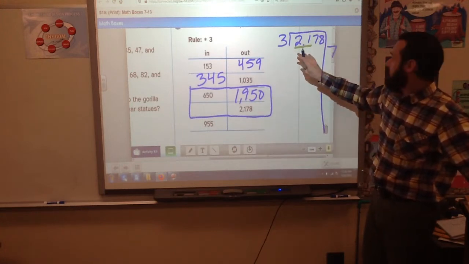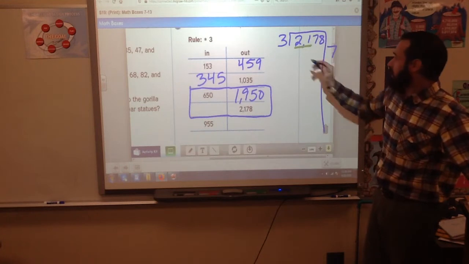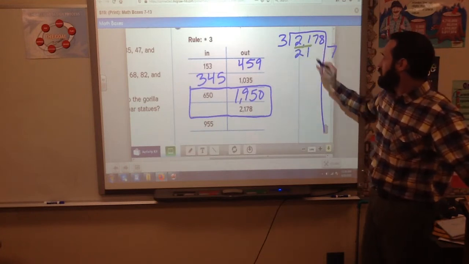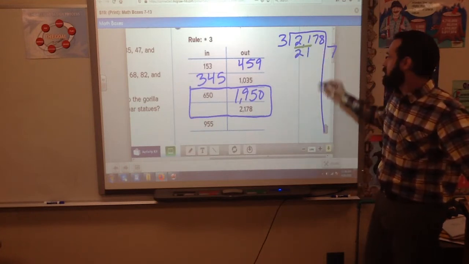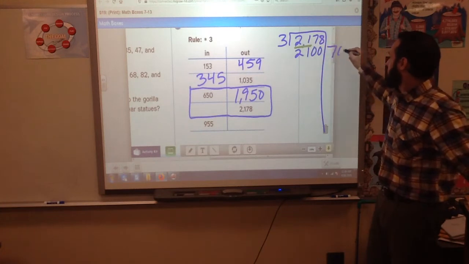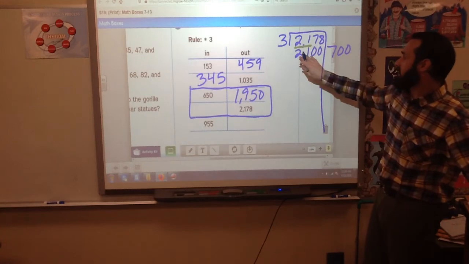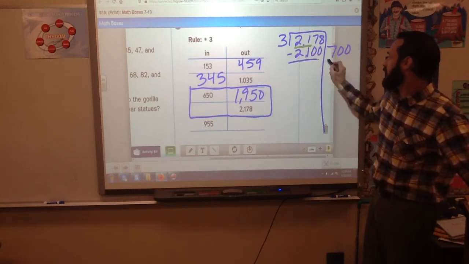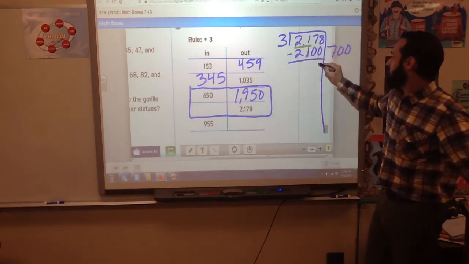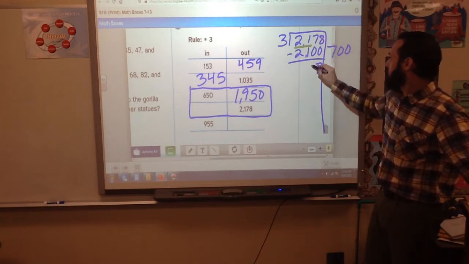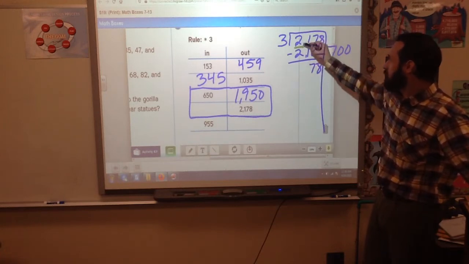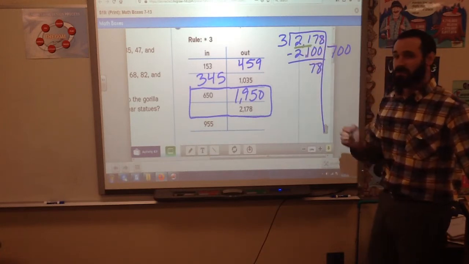Now, because I'm working with a 2-digit number, and 3 times 7 is a 2-digit number, I can write 21 like that. I add on my zeros. 3 times 7 was 21, but 3 times 700 will be 2,100. And I subtract. 8 minus 0 is 8. 7 minus 0 is 7. 1 minus 1 is 0. 2 minus 2 is 0. So we're down to 78.